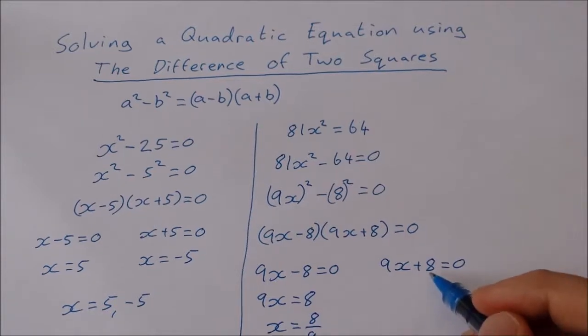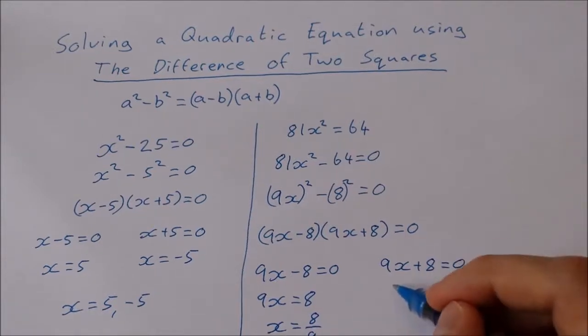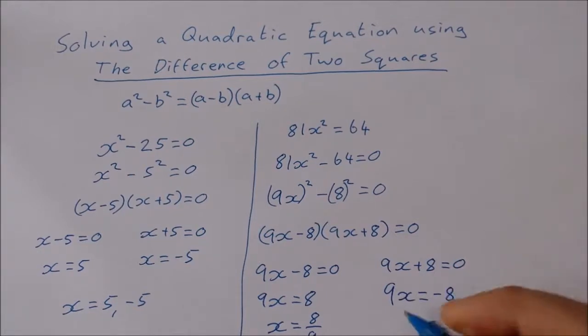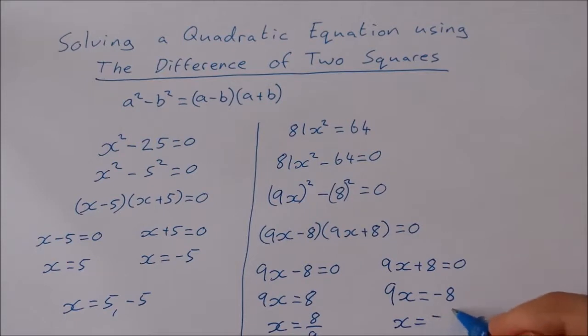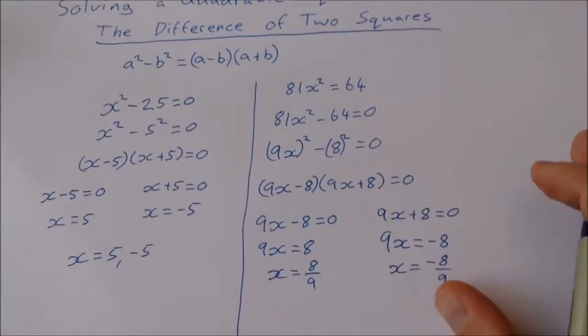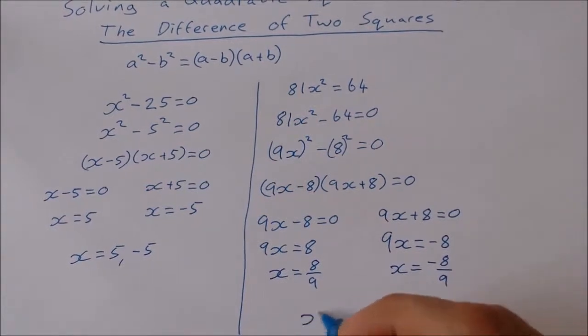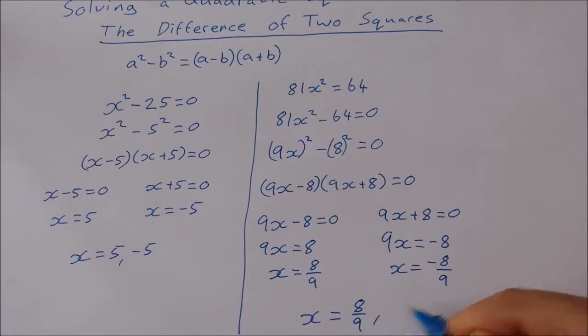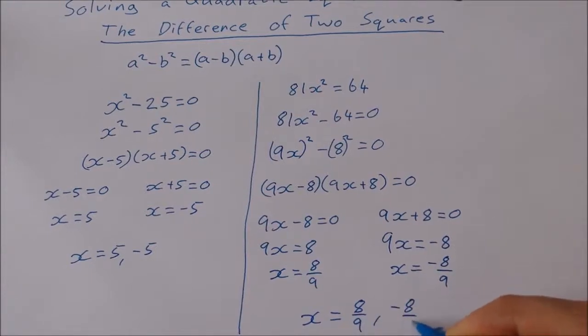Over here, subtract 8 from both sides. 9x equals minus 8. And divide both sides by 9. You get x equal to minus 8 over 9. So my two solutions here are x equal to 8/9 and minus 8/9.